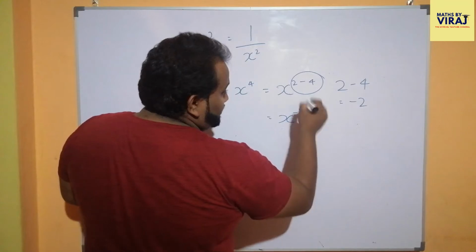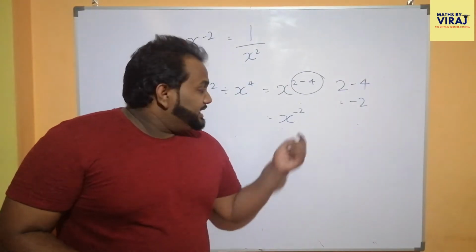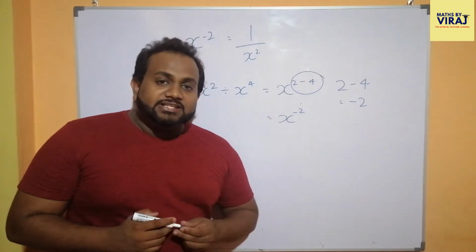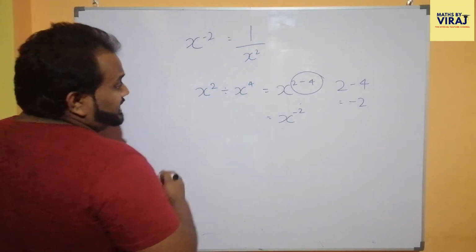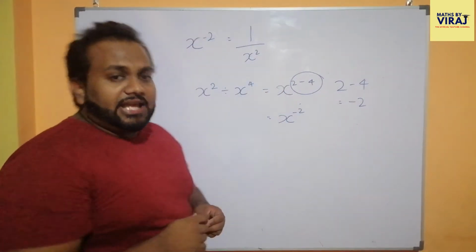So now we are with a negative power. X to the power minus 2. But how did x to the power minus 2 end up being 1 over x square?